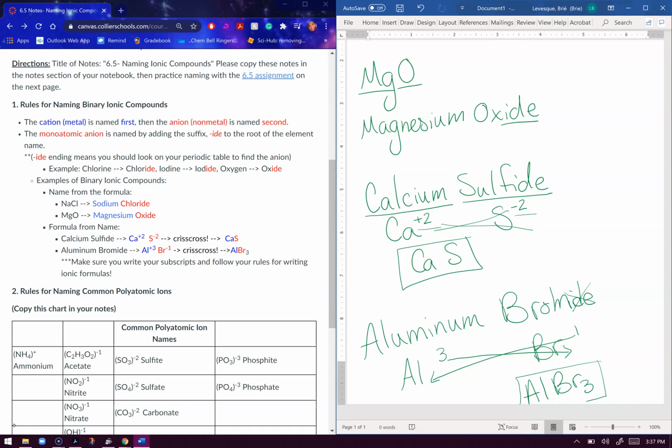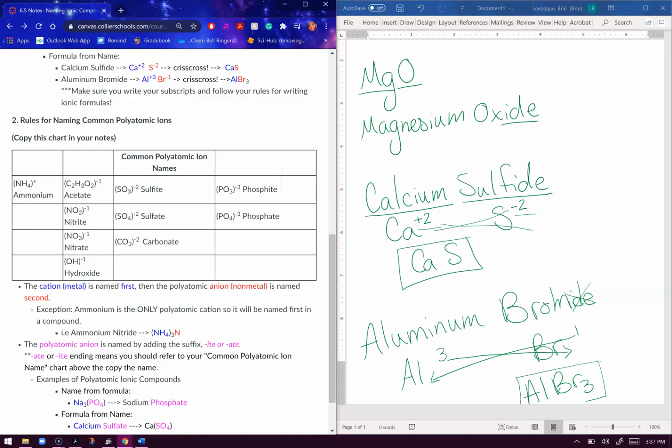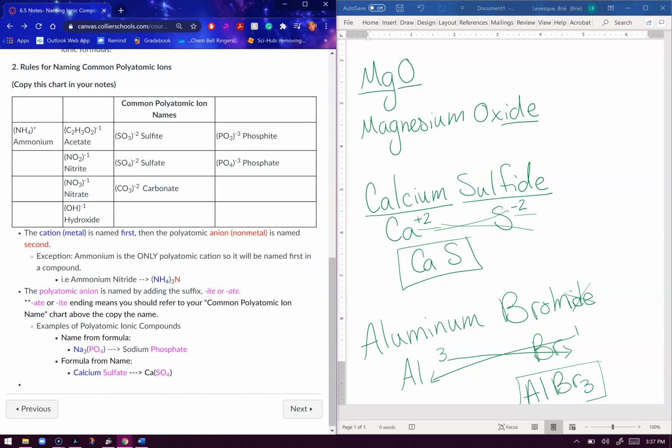Okay, so those are binary compounds. They're never going to have more than 2 elements. And remember, we can find the elements by counting our capital letters if you don't have the elements memorized yet. Okay, let's look at what we call polyatomic ions. So rule 2, rules for naming polyatomic ions.